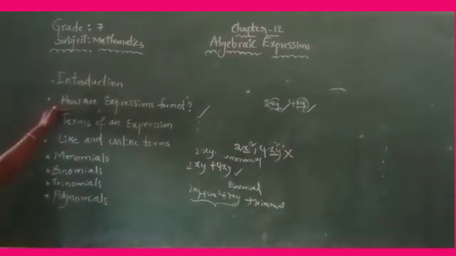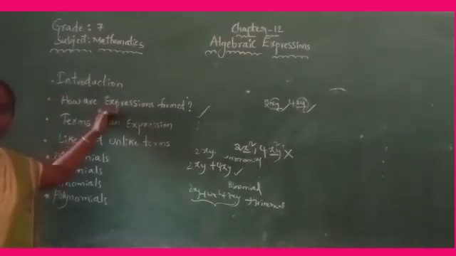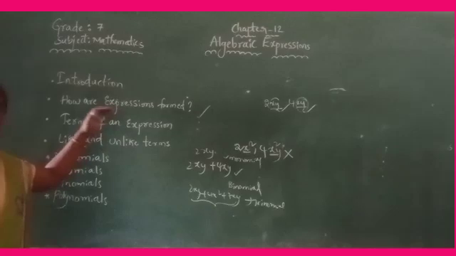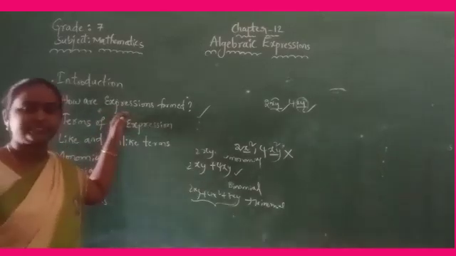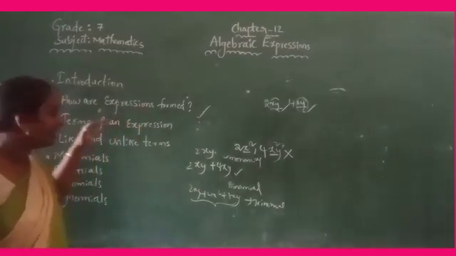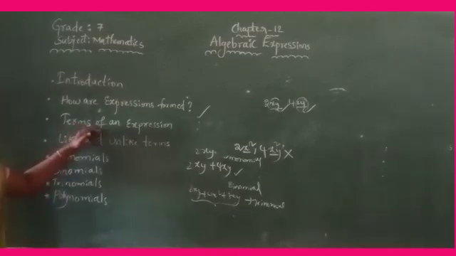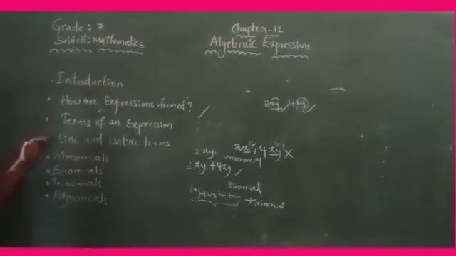Algebra is a branch of mathematics. How are expressions formed? What is an algebraic expression? It is the combination of constants, variables and arithmetic operations. What are the terms of an expression?